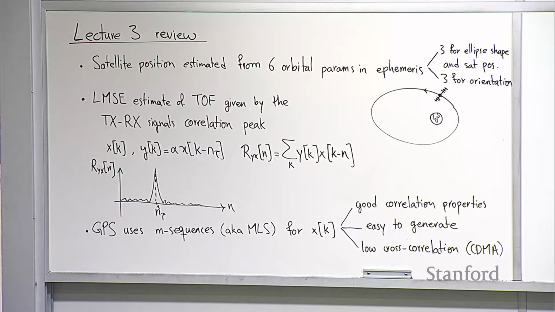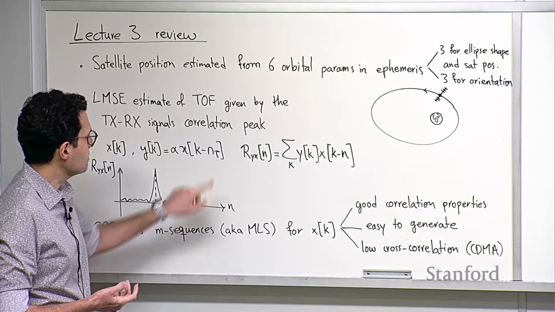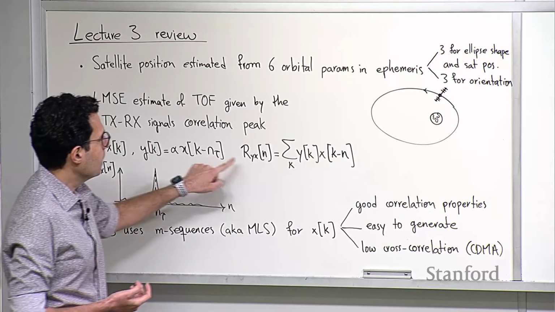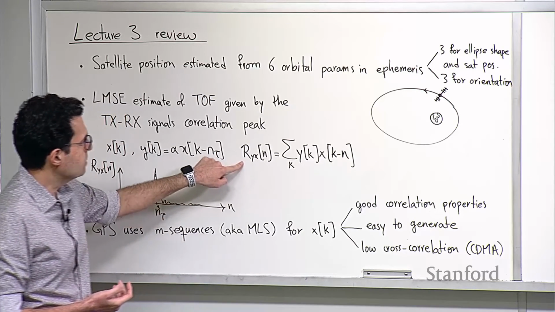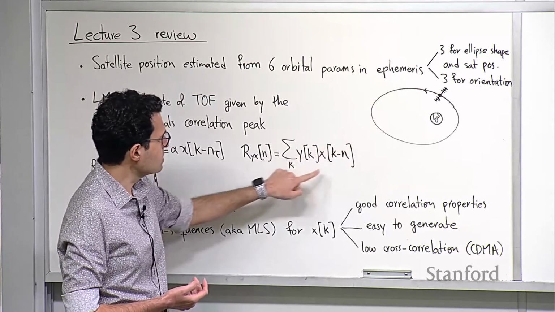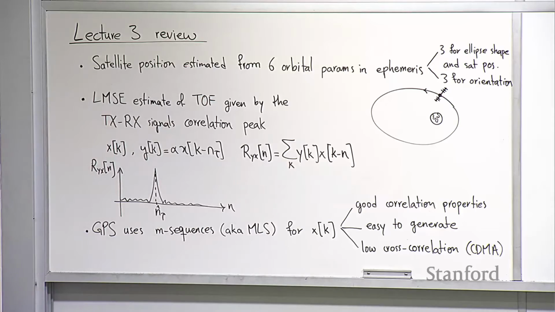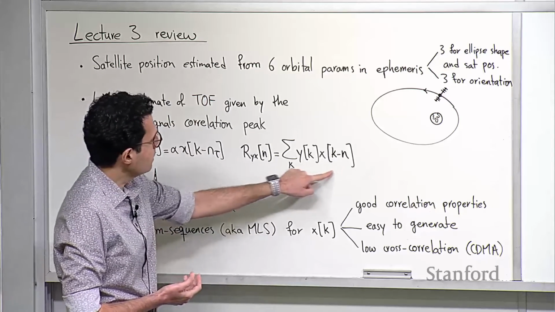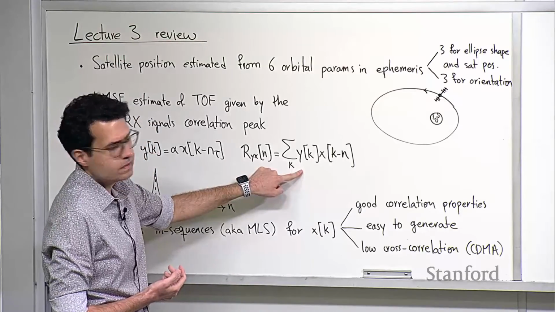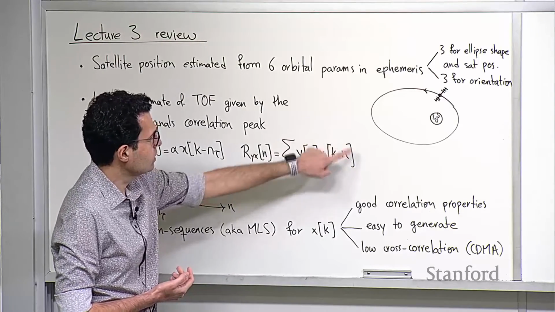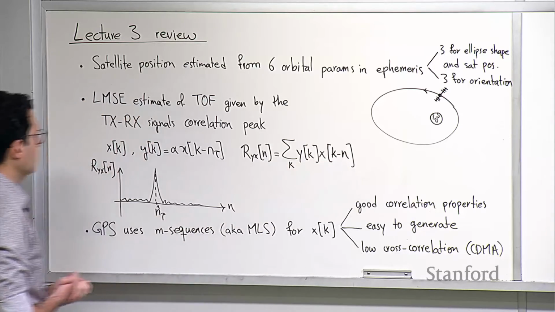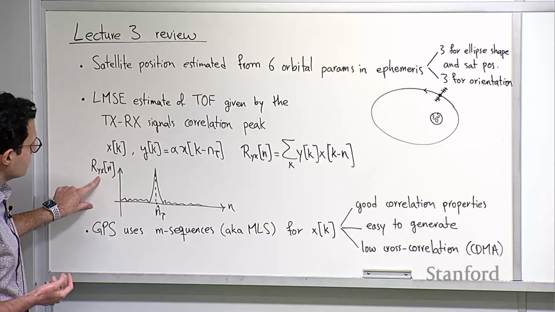And then we showed that the optimal estimate of n sub tau is given by the index at which this correlation function is maximized, right? So you calculate this thing, which is very closely related to a convolution. And you can also think of it as a linear filter, with the kernel or the impulse response of the filter being x of minus k or something like that. And then you can calculate this function.